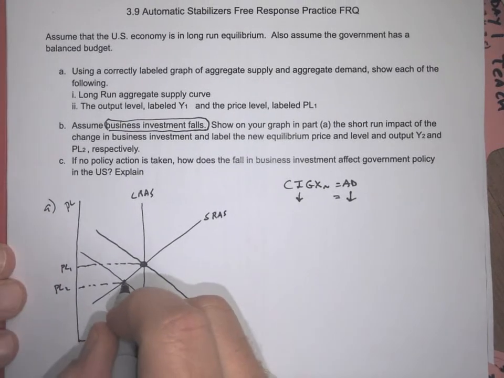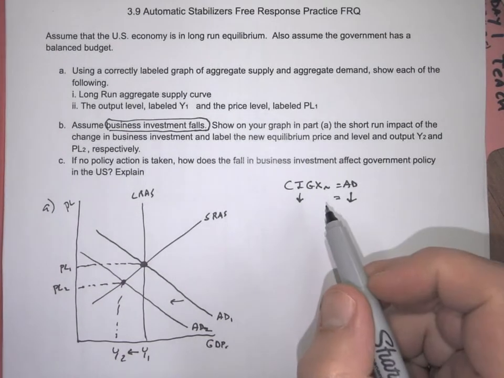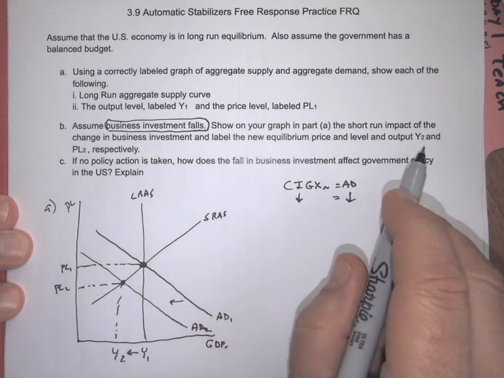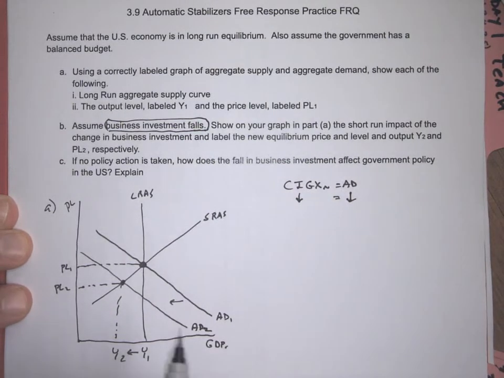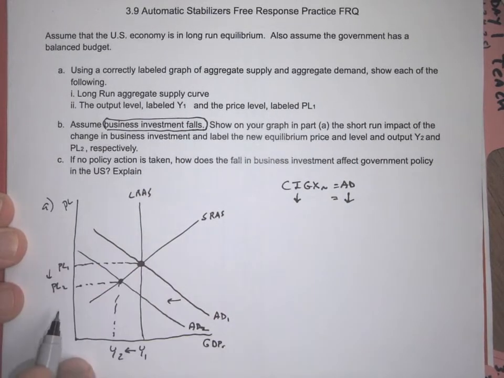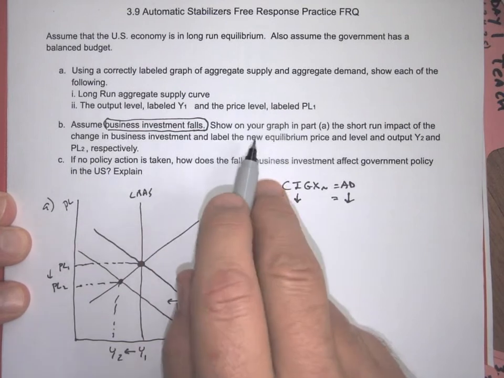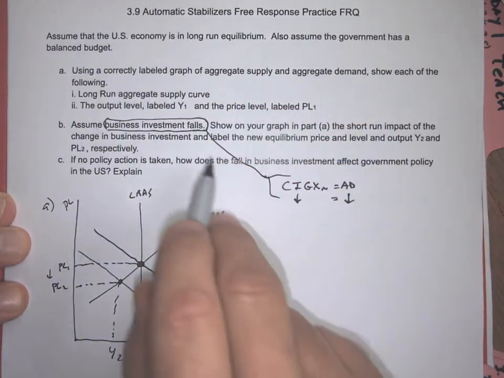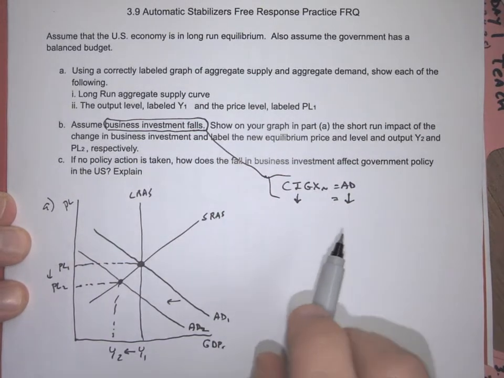So this pushes us into a recessionary gap based on investment decreasing. So make sure output Y2 and PL2. Okay, we got them correctly labeled. So I know that price level is going to drop and GDP is going to decrease. All right, that's all it says for us. Just make sure you link those ideas right there of C+I+G+X, and anytime you find these clues.